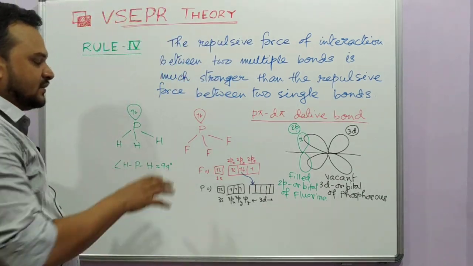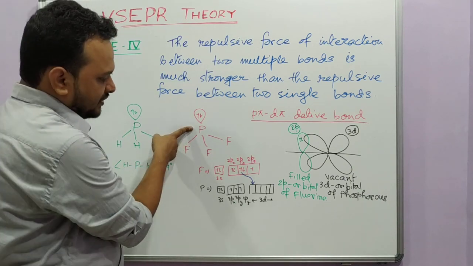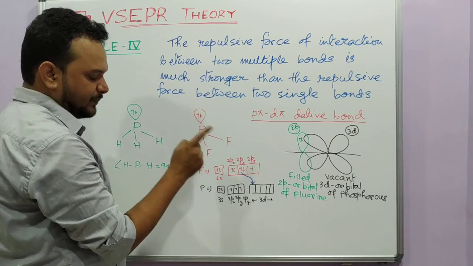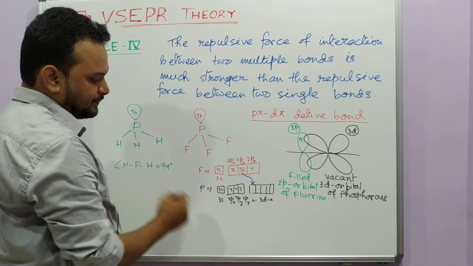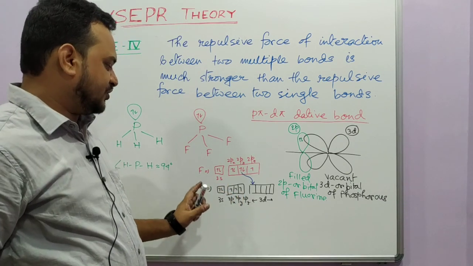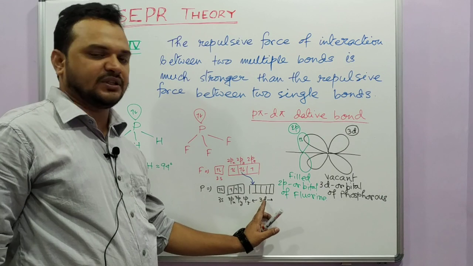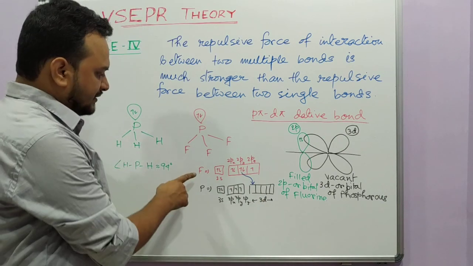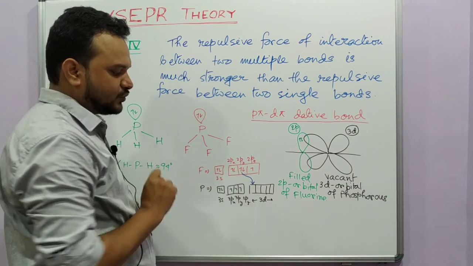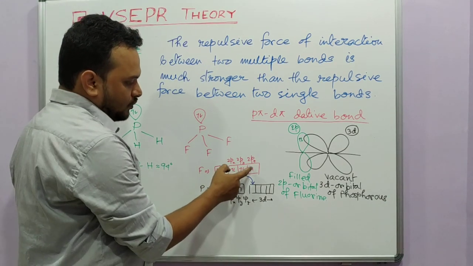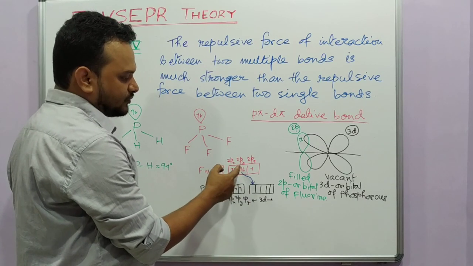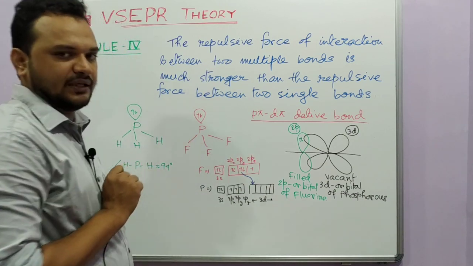Now what is that? If you see the electronic configuration of phosphorus, the valence shell in PF3, it is 3s2 3p3, just below nitrogen, like 2s2 2p3. So 3s2 3p3, and in that valence shell you have a vacant subshell, that is 3d. Whereas if you take the electronic configuration of fluorine, then what happens? It is 2s2 2p5.